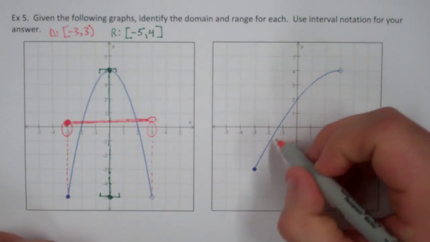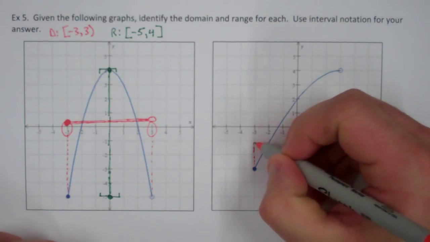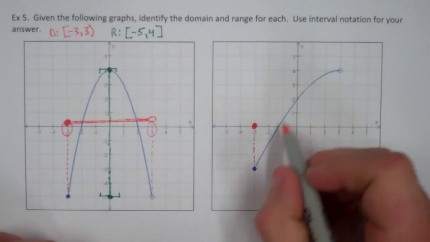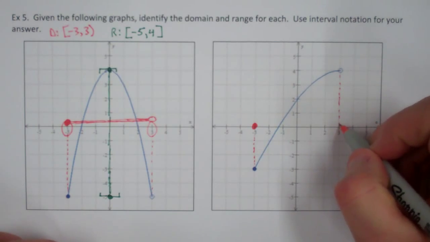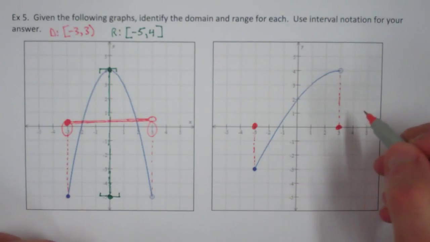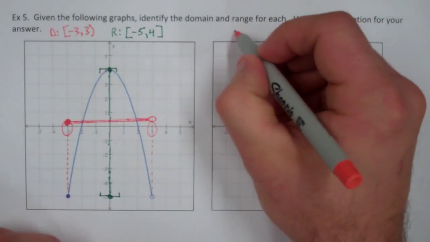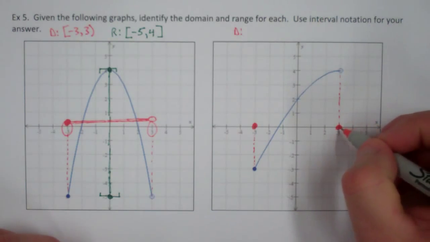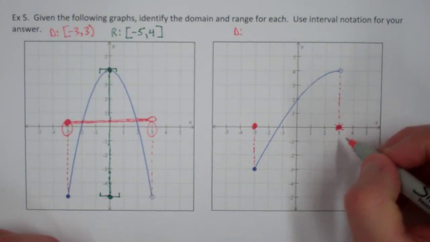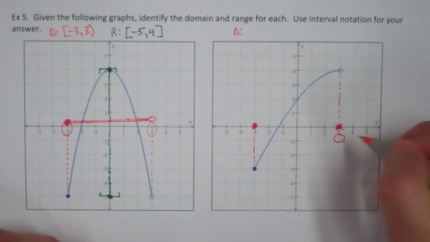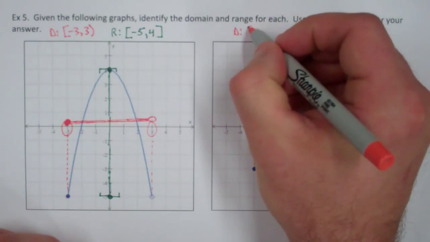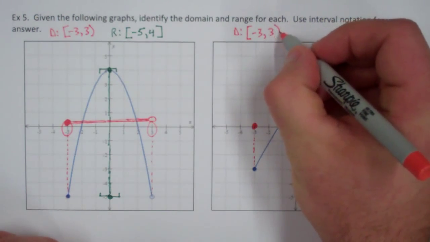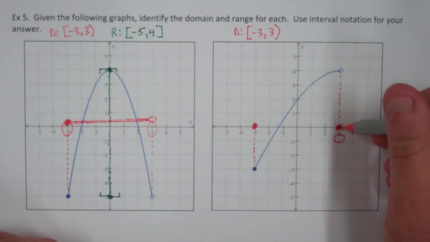So if we go along our function, the furthest left this function goes is right here at -3. The furthest right it goes is right here at 3. So actually this one's pretty similar to the previous one, except, oops, try not to make this mistake. It's open circle there. So the domain is -3 to 3, but not including that 3 over here because it's open.